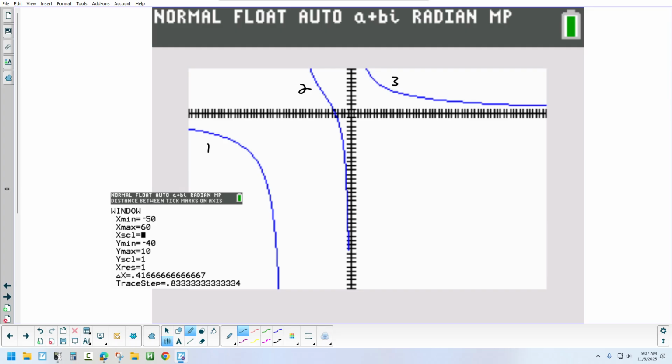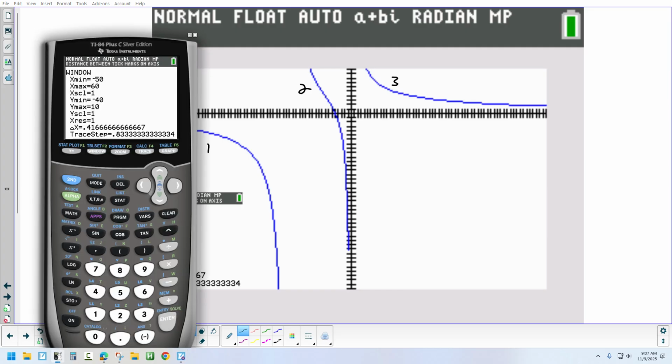Okay, I'm going to get this ready because in the last part, we're going to go back to the word problem and figure something out. So let's zoom in now just on section 3. Also, x max, remember x is the speed, so let's just go up to 60 and see if that's enough. We don't need any negatives. And there's section 3.